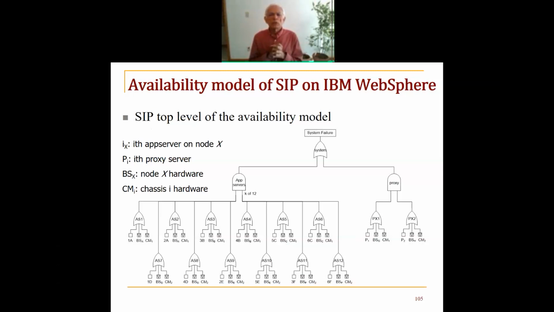The top level model we used was a fault tree. Remember that there are two pieces of software from the application's perspective. One is the proxy and the other is the app server. And remember that there are two proxies, and one proxy will be enough for the system to be functioning properly. So, since there are two proxies, they are in parallel redundancy, and a fault tree uses an AND gate for parallel redundancy. So this proxy and that proxy both have to fail for the system to fail.